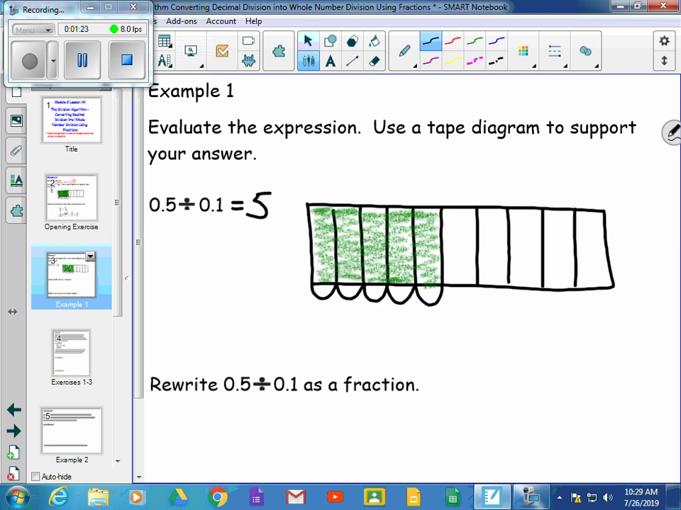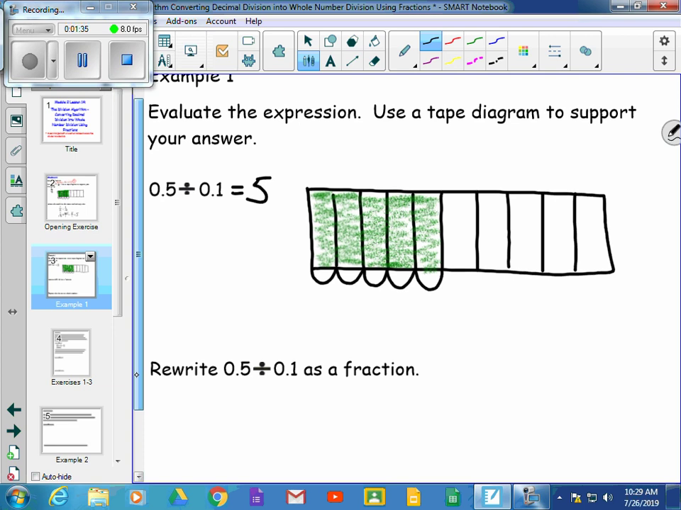If you think about that unit method that we learned in earlier lessons, 5/10 divided by 1/10, they both have units of tenths, so you can just think of it as 5 divided by 1. Another method of solving that.